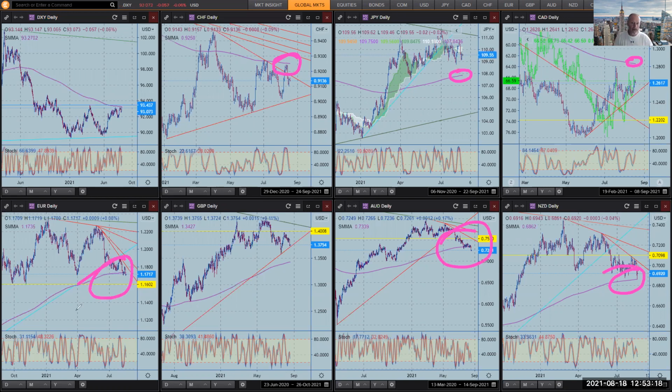If it goes below these, this is where the bigger fund managers will liquidate if they've been long those core pairs, or if the plan is to go short, this is where they trigger entry levels going short as it goes through that bull bear line. So just bear that in mind.